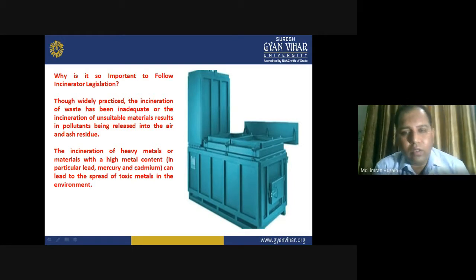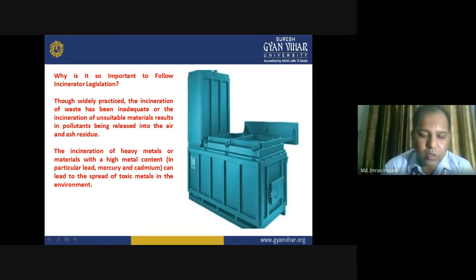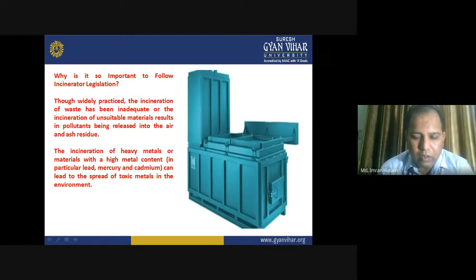The incineration of heavy metals or material with a high metal content, in particular lead, mercury, and cadmium, can lead to the spread of toxic metals in the environment. If the waste has mercury, lead and cadmium portions, they are very poisonous for living organisms, and they should be dealt with accordingly. They are really very toxic, and mercury poisoning or lead poisoning is very common. So whenever you have such chemicals, you should discard them properly and always refrain from discarding such materials in the environment.